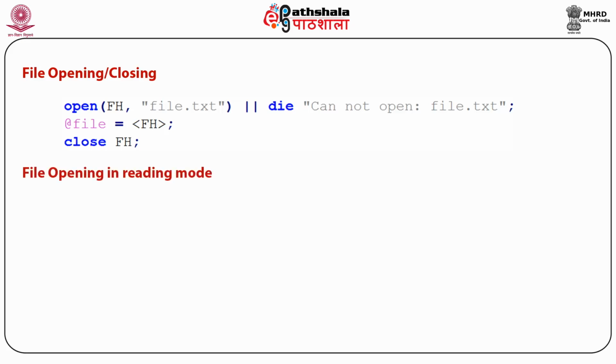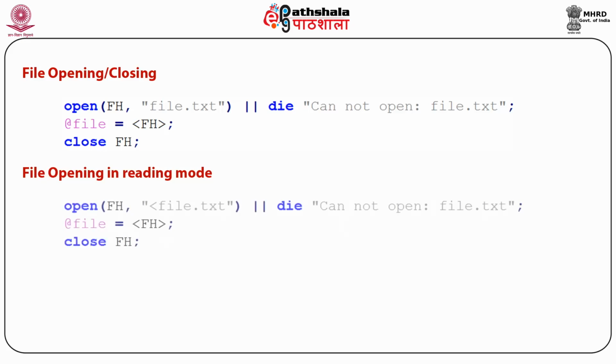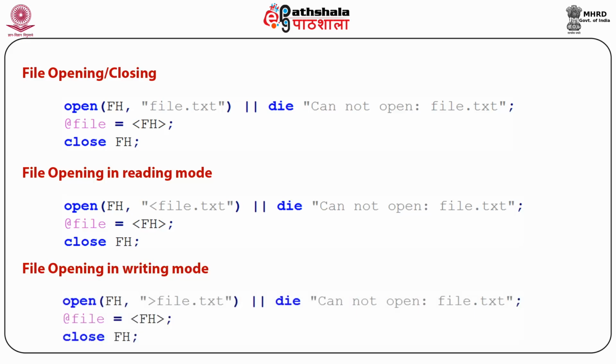To open file.txt in read-only mode, the syntax is open(FH, "<file.txt"). Here, the less than sign indicates that the file has to be opened in read-only mode. Here we can only read the file content but cannot edit anything. To open a file in writing mode, the greater than sign will be used. The rest of the syntax is similar as above. For example, open(FH, ">file.txt"). It gives liberty to edit the file.